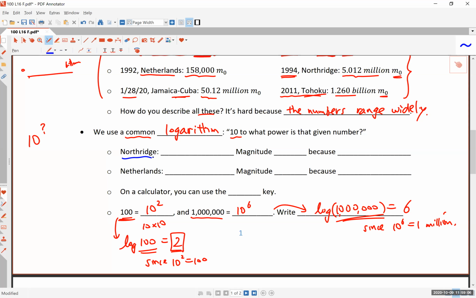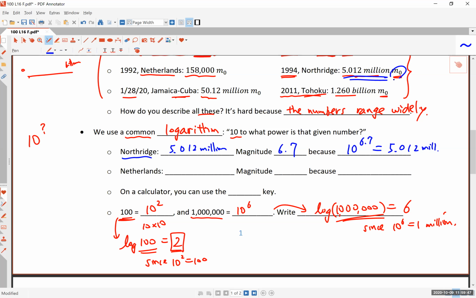The Northridge earthquake in 1994 had 5.012 million times the reference number, right? So the magnitude, and you can look this up, of the Northridge earthquake was 6.7. What in the world does 6.7 mean? Well, a 6.7 earthquake means it's a big quake, and that's absolutely true. But the reason it is called a 6.7 earthquake is because 10 to the 6.7 turns out to be, remember, 10 to the 6 is a million, about 5.012 million, which is exactly this number here.